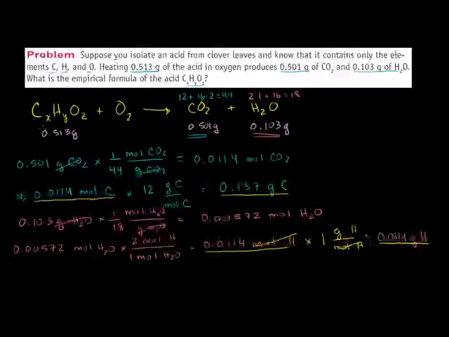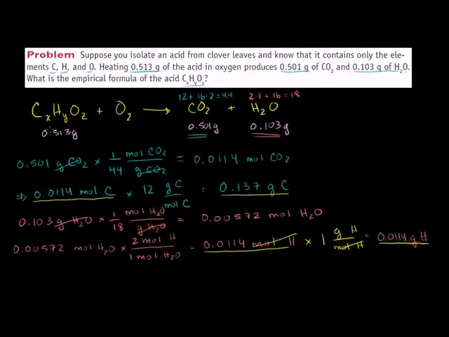Now, we have moles of carbon, moles of hydrogen. If we can figure out moles of oxygen in our original acid, then we can figure out the smallest whole number ratio between them, and we would be able to find our empirical formula. And to figure out moles of oxygen, we need to first figure out how many grams of oxygen we have here.